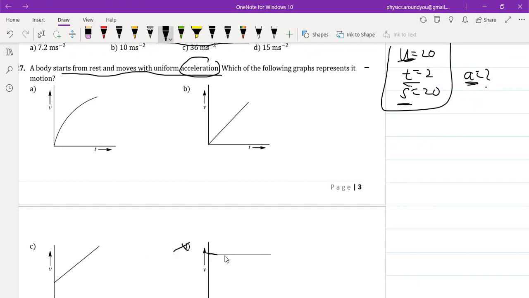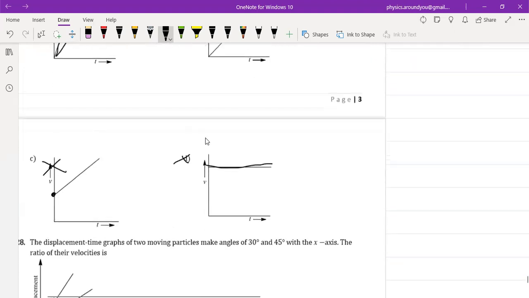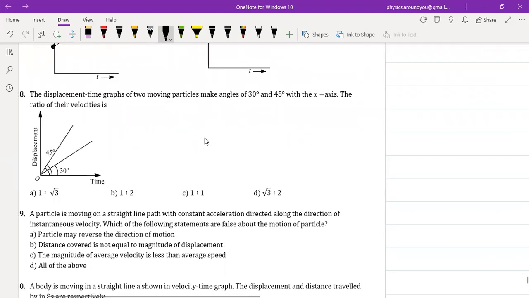Because it's saying velocity is constant. This is wrong because initial velocity is not zero. This is wrong because the graph is not a straight line. Slope has to be constant. So the only option left is 27B. It has to be a straight line and it has to start from zero because starting from rest, it is starting from zero.